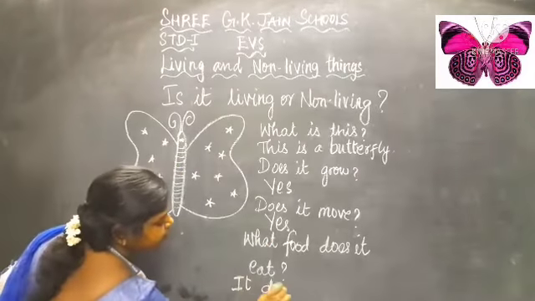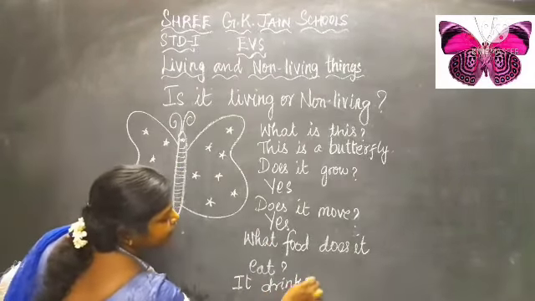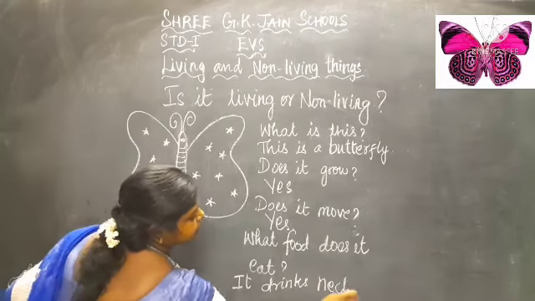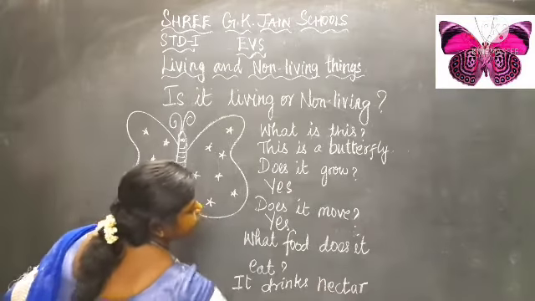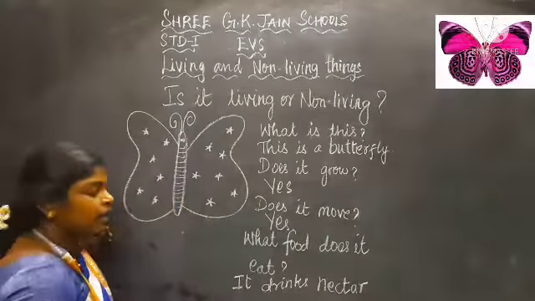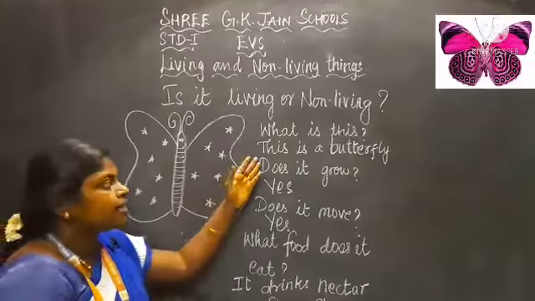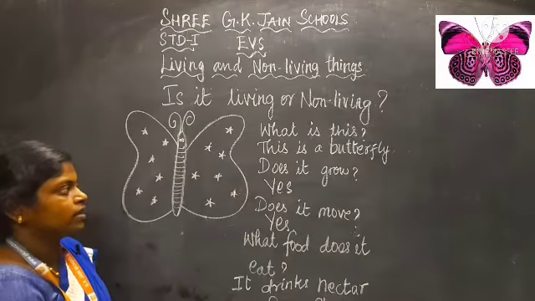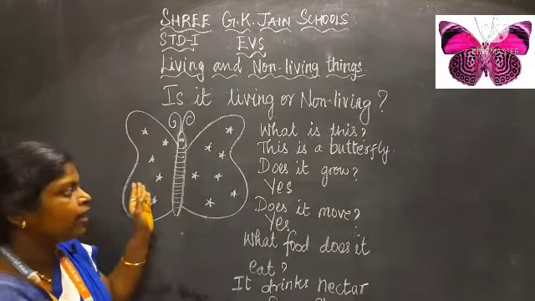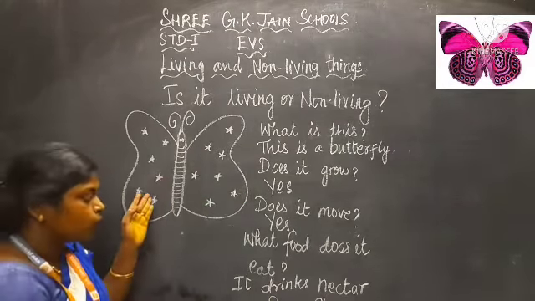It drinks nectar. Nectar is a honey-like fluid from the flowers. It drinks. These are the characteristics of living thing. So this is a butterfly. It grows. It moves from one place to another place. It needs food to live. Students, next one. What is this?